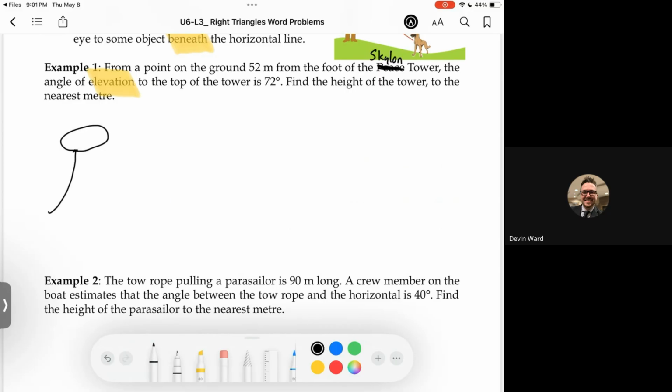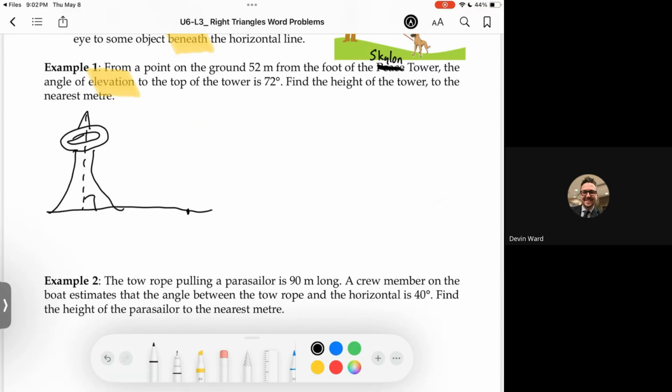So it's been a while since I've been to the Skyline Tower, but I think it looks something kind of like this. We have the window bit looking there, and then it's on the ground here, and then we have a point on the ground right here. So the Skyline Tower, hopefully it's perfectly straight with the ground. So if I were to draw a line straight down, it's at a 90-degree angle here. And then I'm looking from a point on the ground 52 meters away from the foot of the Skyline Tower.